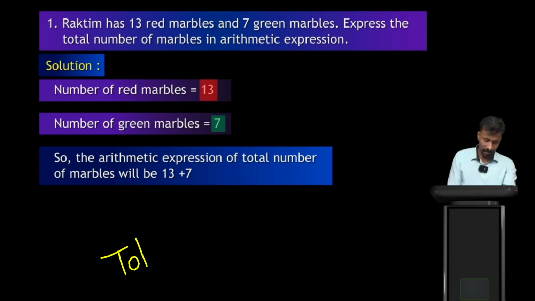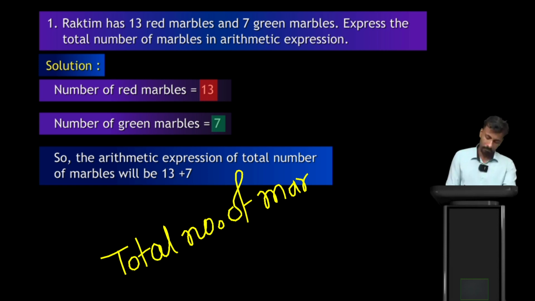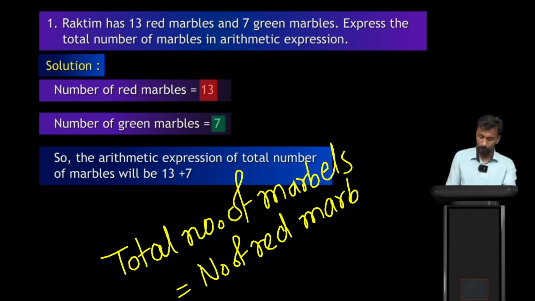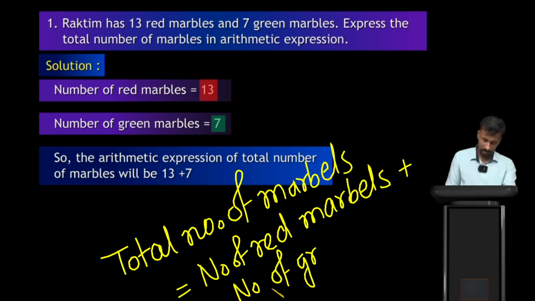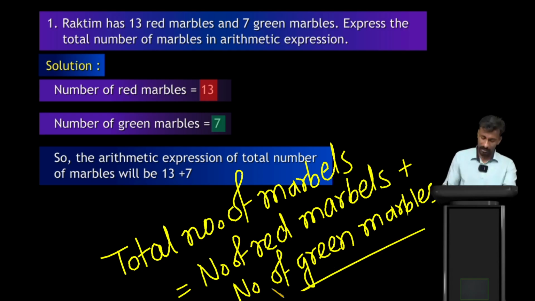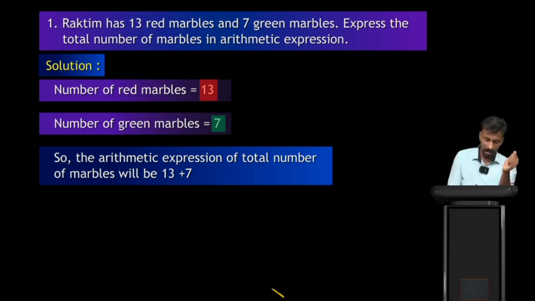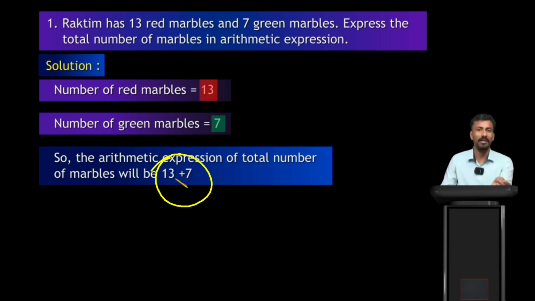So the total number of marbles is equal to the number of red marbles plus the number of green marbles. As there is no mention of other colored marbles, we are taking that the total number of marbles will be the total number of red marbles plus the total number of green marbles. So the arithmetic expression is equal to 13 plus 7.